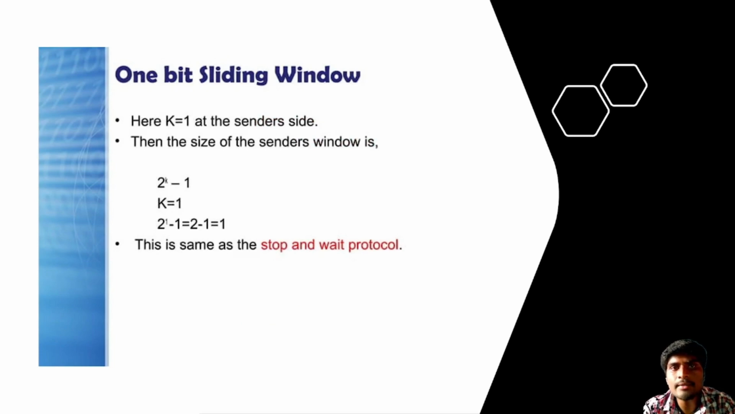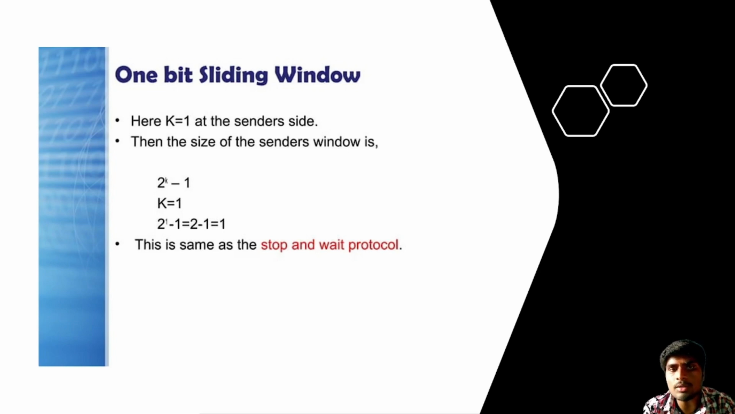1 bit sliding window. Here k equals 1 at the sender side, then the size of the sender window is 2 power k minus 1, and with k equal to 1, that is 2 power 1 minus 1, which is 2 minus 1, equal to 1. This is the same as the stop and wait protocol.